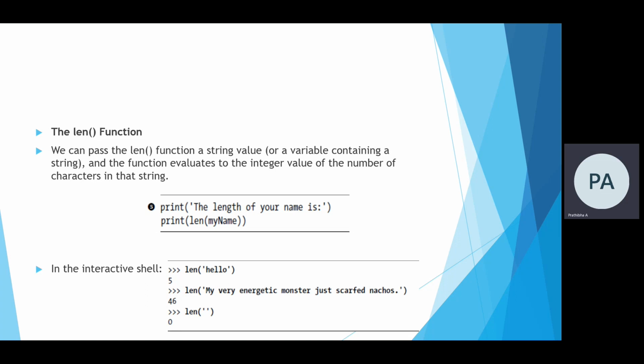So len of hello, you can see in the example, is 5. And the length of the other string, my very energetic monster just scared Fred, is 46. All the characters present inside it are counted. And if you don't pass any string, just a pair of quotes, that will be treated as a blank string, so the length will be displayed as 0.